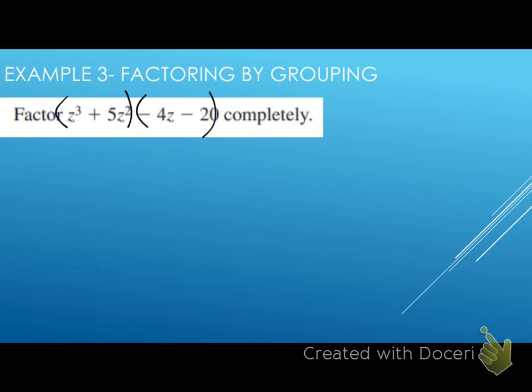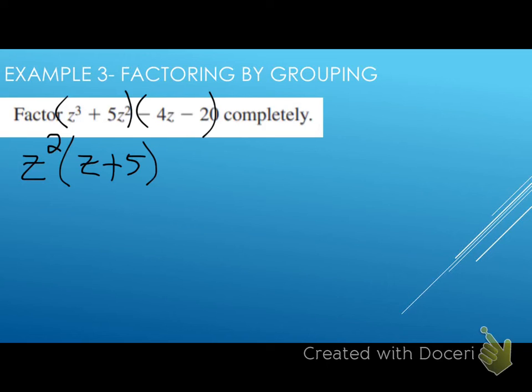For my first group, I'm looking for a GCF. So z cubed plus 5z squared, what would a GCF of that be? Z squared. There's not a biggest number that goes into 1 and 5 besides 1, so I don't have a coefficient out there. And then they both have 2 z's in common, so I pull out a z squared. Z squared times what gives me z cubed? Z. Z squared times what gives me 5z squared? 5. We okay with that first group?